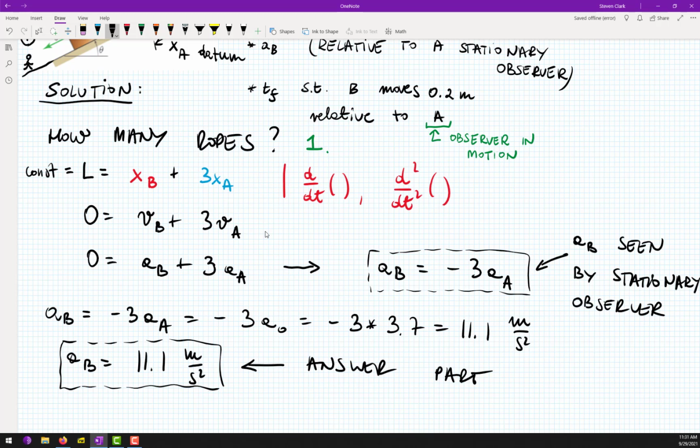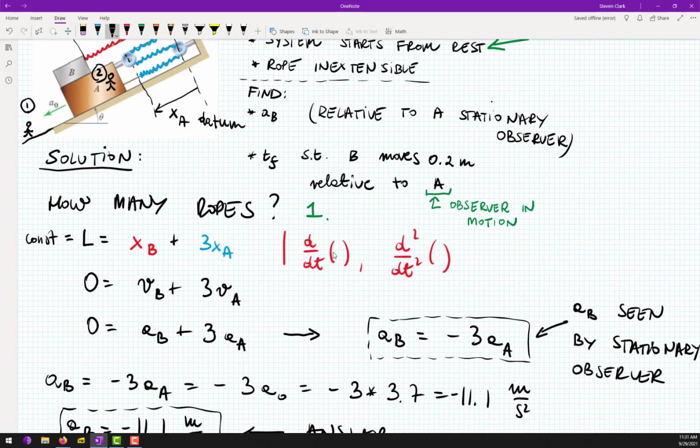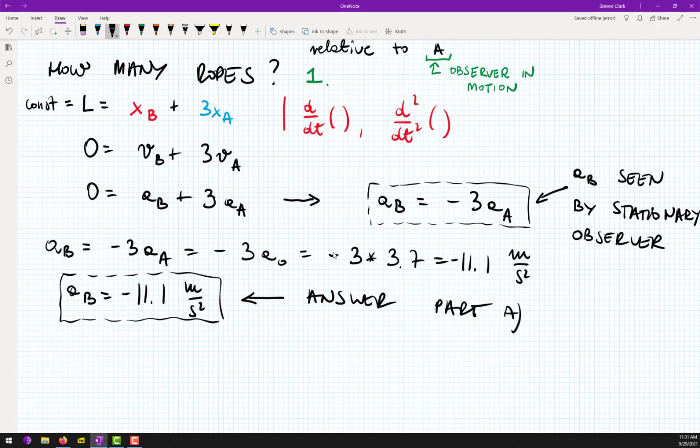Negative. Yes, sorry. So it's negative. If it's negative, it will be pointing this way. Yes, it will be pointing this way. It will be up the board, up the incline. Up the incline.